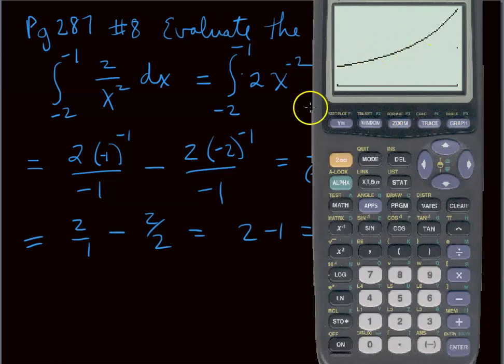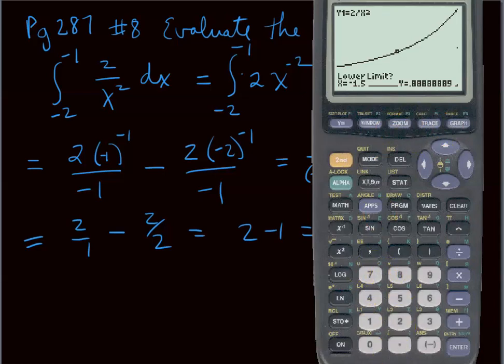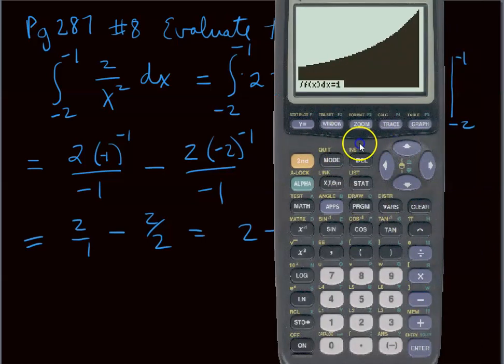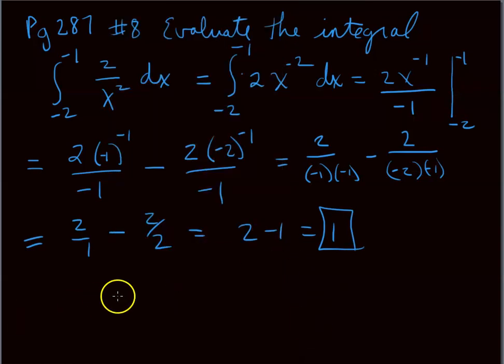Notice this is above also, so we want second trace, number 7, lower limit negative 2, upper limit negative 1, and you get 1. That's what we got also. Okay. Let's do another.